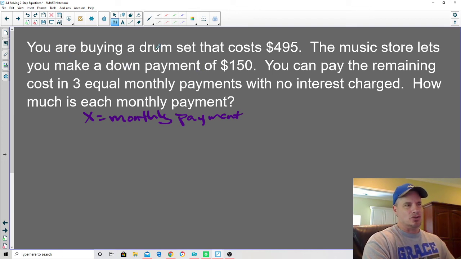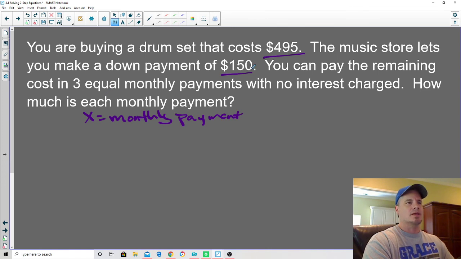You are buying a drum set that costs $495. We're going to underline that. That's a total, and that goes in a specific place in an equation. The music store lets you make a down payment of $150. That's a one-time payment, not multiple payments. You can pay the remaining cost in 3 equal monthly payments.